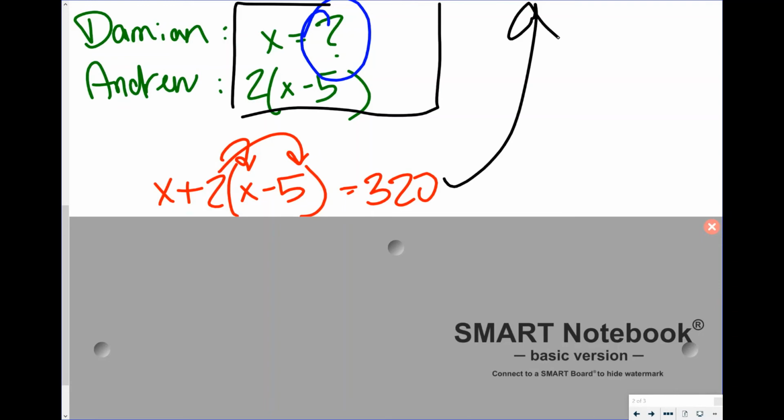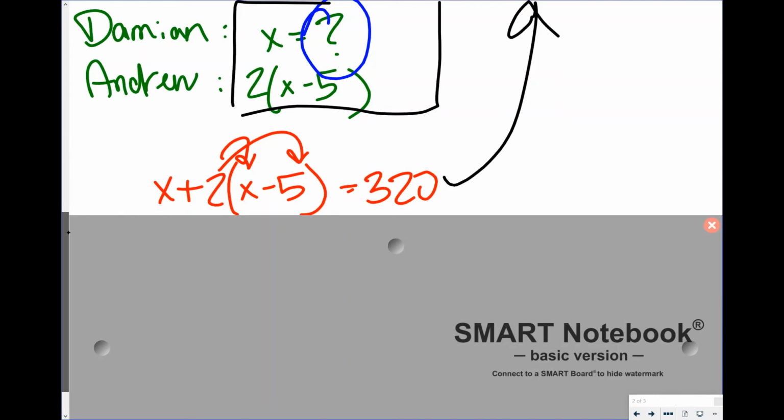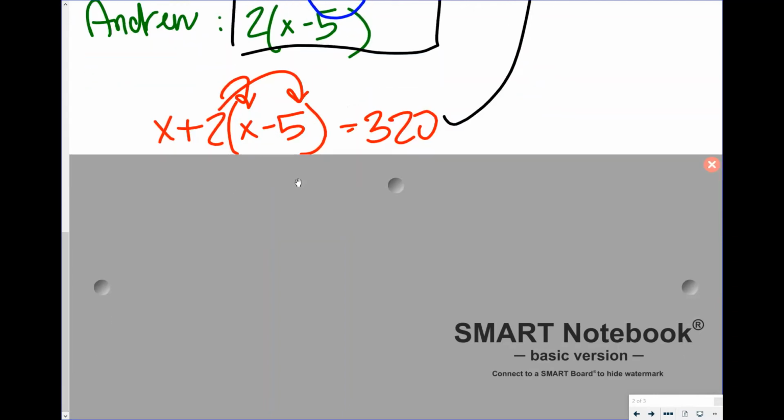Okay. So we need to find out what is my score. Now, as you can see here, well, some of you guys are wondering, what do I need to do? Well, you can see here, I distribute. I'll start with that first. I distribute 2 into x and 2 into negative 5.